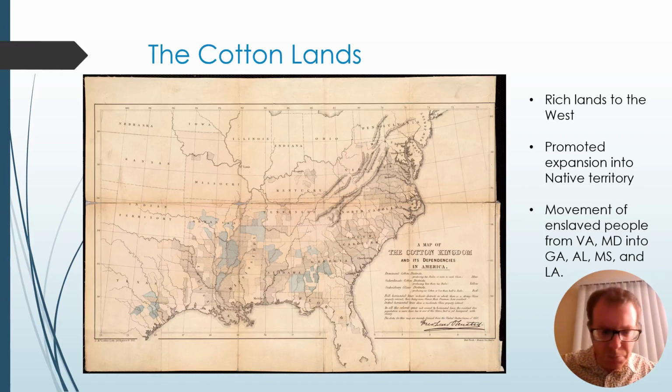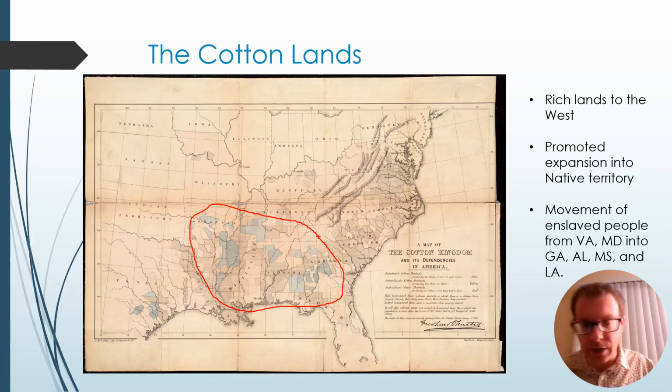If you look at this old map I have right here, you can see in blue these lands, kind of in the center of the American South, were actually very rich in soils and would be excellent at growing cotton. And so Southern planters really coveted this land and wanted to expand into this territory. It promoted the expansion of the United States into native territory, into Choctaw and Creek and Chickasaw land.